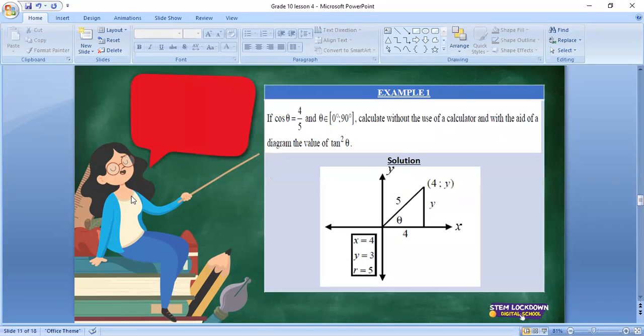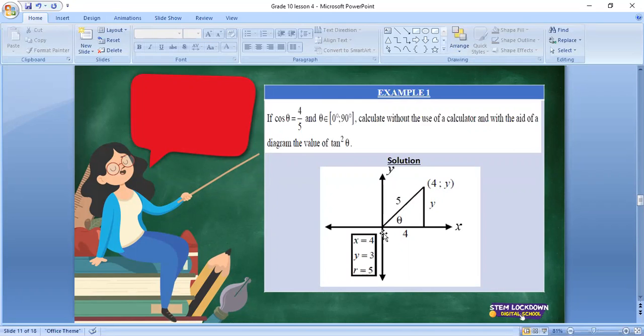Let's go a little bit faster now. Example 1. If cos theta equals 4/5 and theta is an element of (0, 90), calculate without a calculator the value of tan squared theta. Cos theta is 4/5, and theta lies between 0 and 90, that means the first quadrant. Without the calculator, find the value of this.